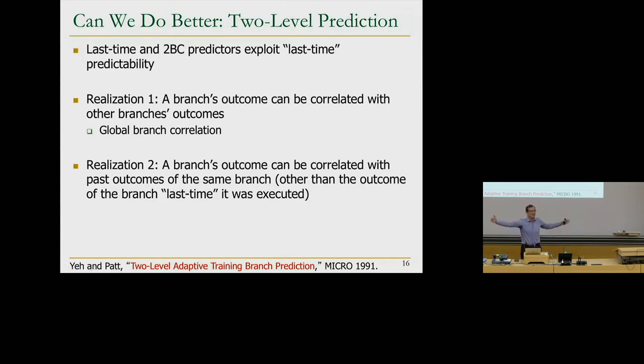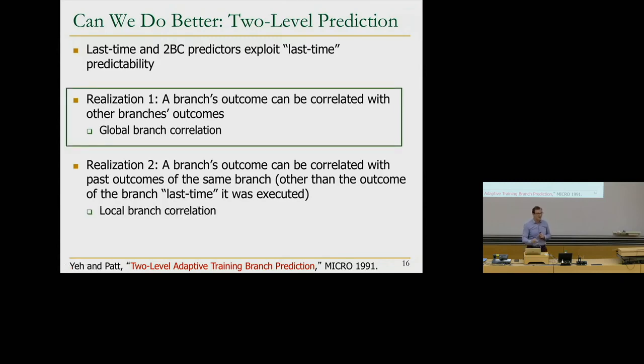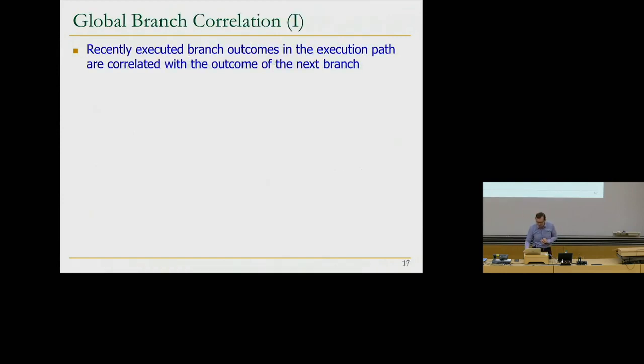So if you look back, for example, I don't know, 16 iterations, maybe you'll find patterns that are more predictable compared to when you just look back one iteration or maybe 2 iterations for the same branch. This is called local branch correlation, and this is also employed in existing processors. So let's take a look at the first one. If you've done your readings, this will be easy because the reading actually talks about both of them and combining them, in fact. So global branch correlation, this is the idea that recently executed branch outcomes in the execution path while the program is executing are correlated with the outcome of the next branch that you're trying to predict.